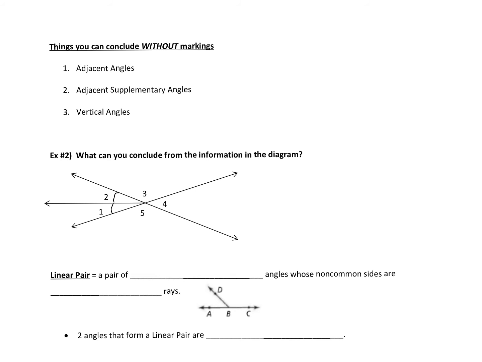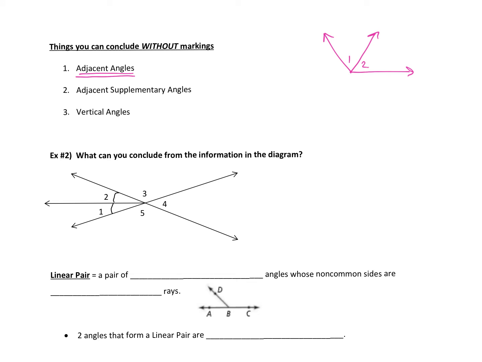So there are some things that you can conclude even if they're not marked for you. Normally we wouldn't look at an angle and say it's 90 degrees if it's not marked as 90 degrees. We can't assume that. But we are allowed to say angles are adjacent even if they aren't marked as adjacent. For instance, just looking at this, I can tell that angle 1 and angle 2 are adjacent. There's no need for markings, so that is allowed to be assumed.